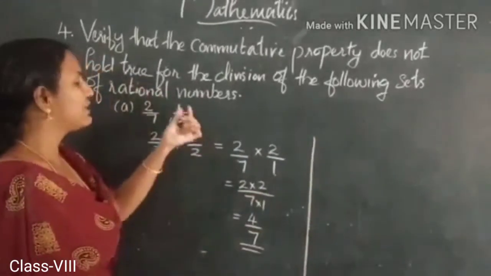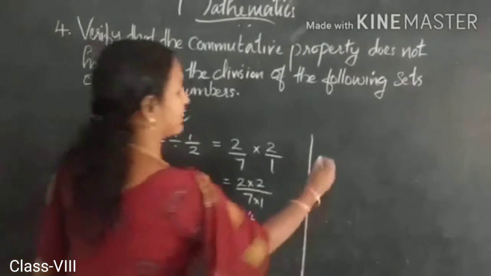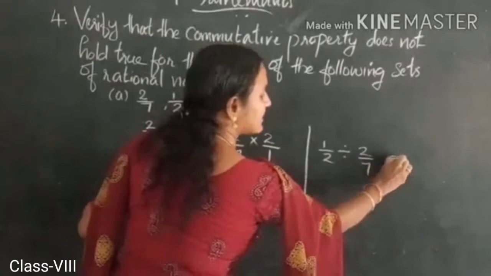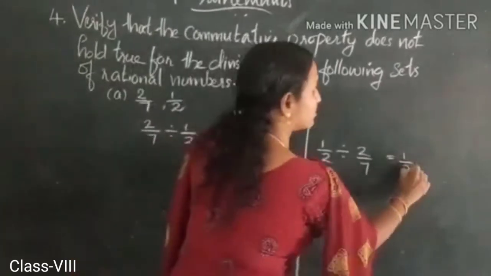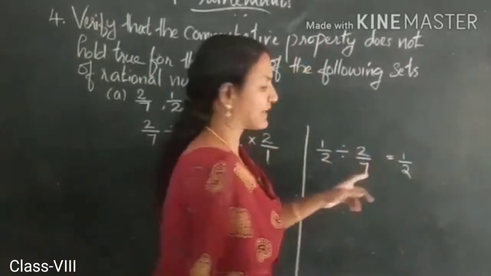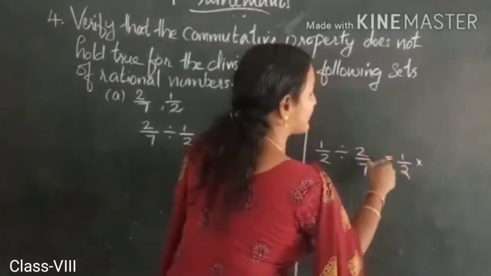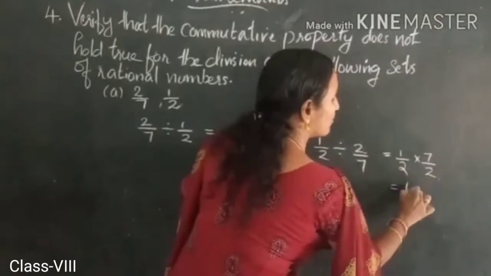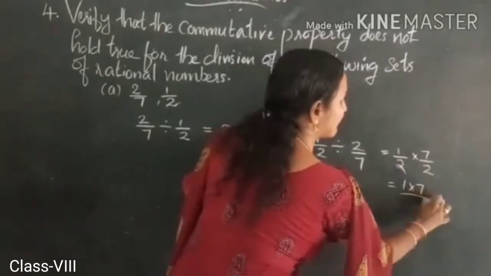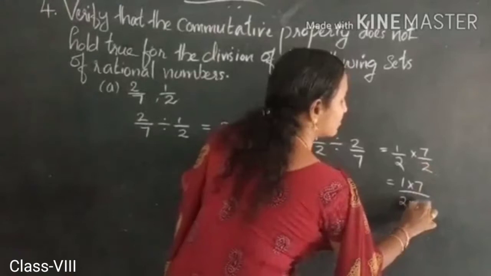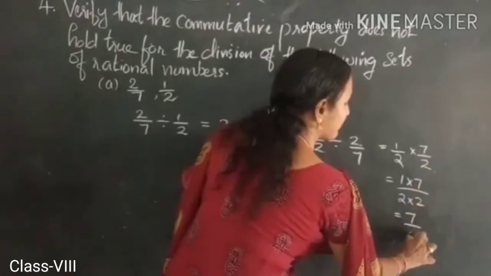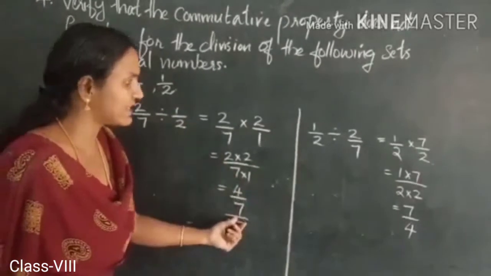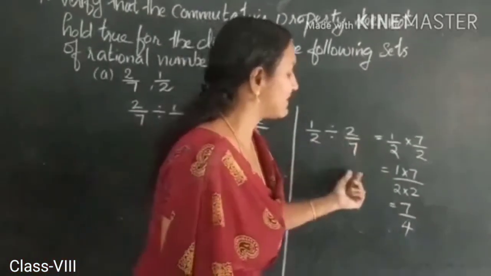Next, divide 1 by 2 and 2 by 7. 1 by 2 divided by 2 by 7 is equal to 1 by 2 multiplying the reciprocal of the second. 1 by 2 into reciprocal of 2 by 7, which is 7 by 2, is equal to multiplying the numerators 1 into 7 divided by denominators 2 into 2 is equal to 7 by 4. 2 by 7 divided by 1 by 2 is 4 by 7. 1 by 2 divided by 2 by 7 is 7 by 4.